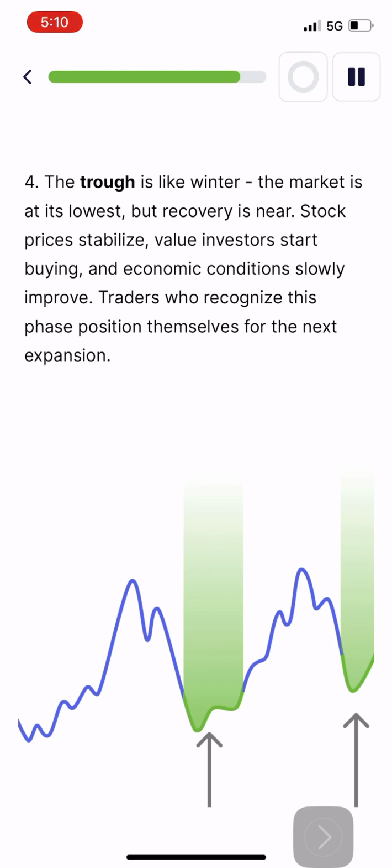The trough is like winter. The market is at its lowest, but recovery is near. Stock prices stabilize, value investors start buying, and economic conditions slowly improve. Traders who recognize this phase position themselves for the next expansion.